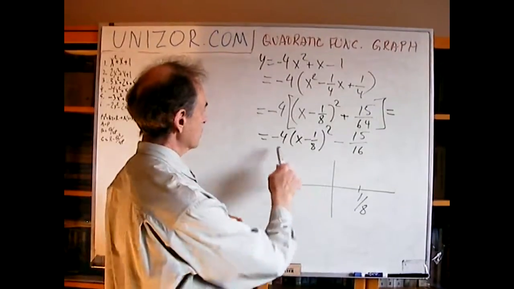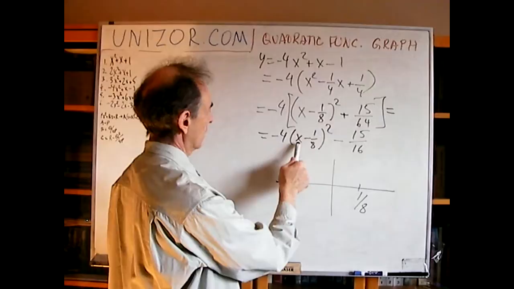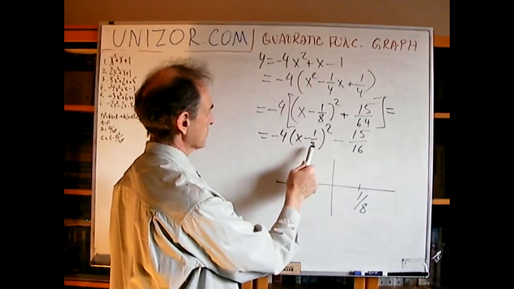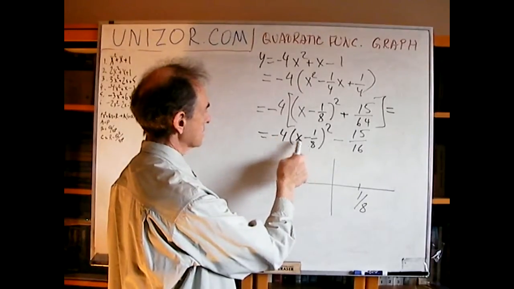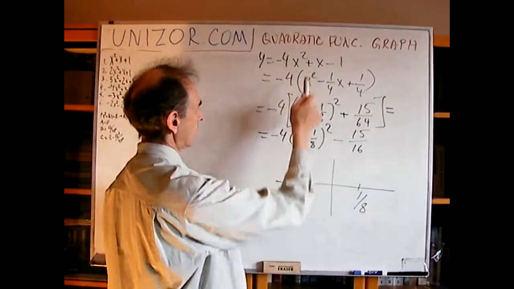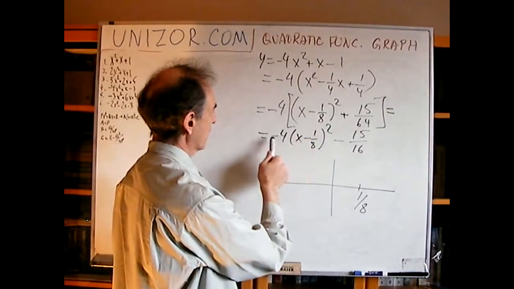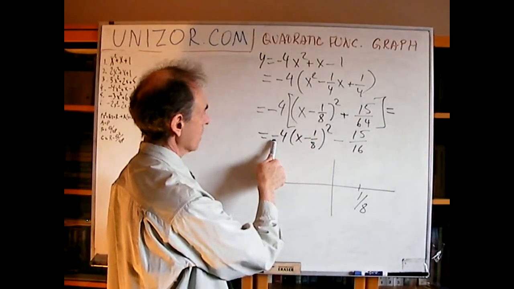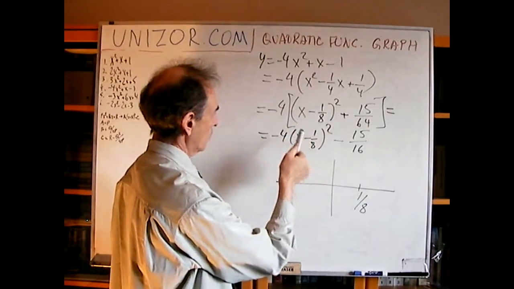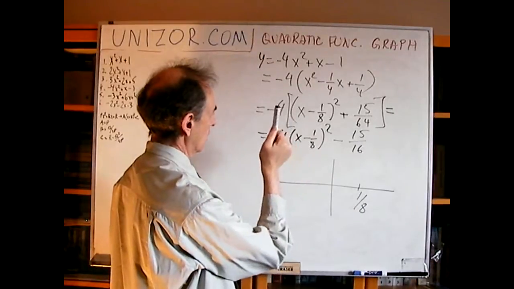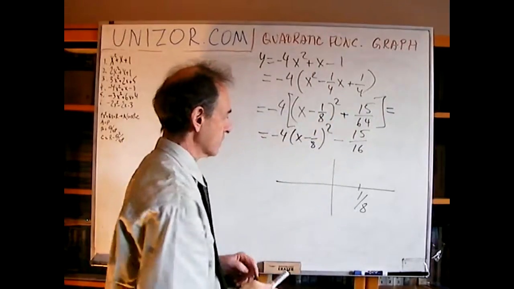Well, just in case, let me check. It's minus 4x squared, okay. Then 2 times x times minus 1/8 is minus 1/4, times minus 4 is x. And this is 1/64 times minus 4, it's minus 4/64, which is minus 1/16, and with minus 15/16, so it's minus 1. Yeah, seems to be fine.